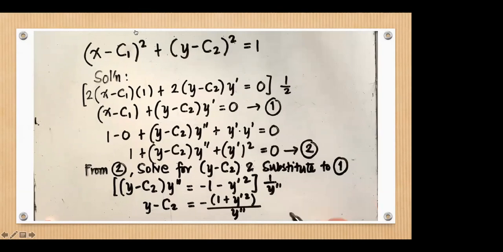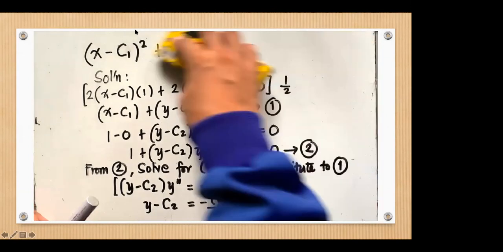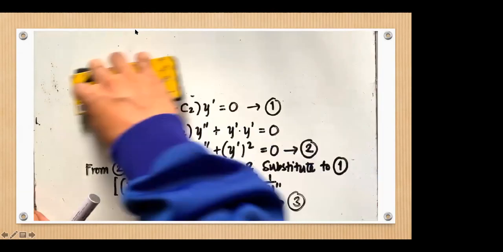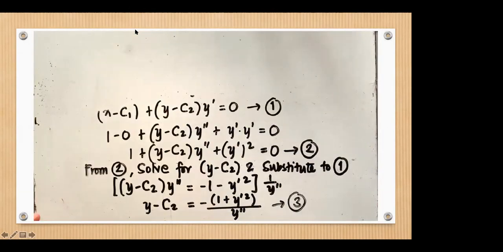Now, and all over y double prime. So I have now y minus c sub 2. So I can label this as my equation number 3. Now, after this, I will substitute this y minus c sub 2 to the equation number 1.